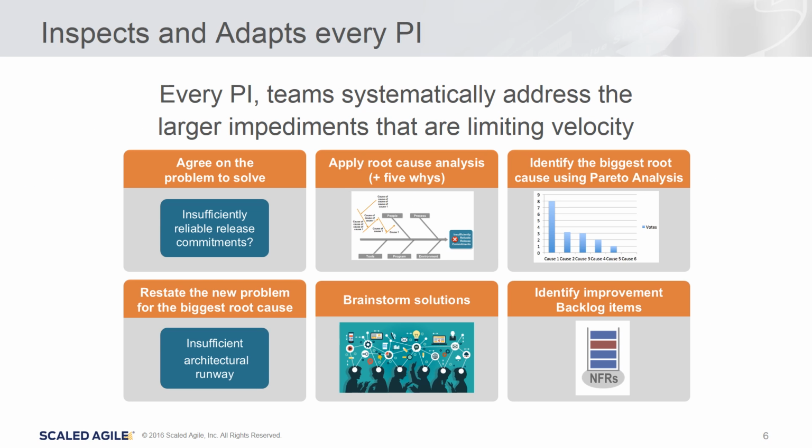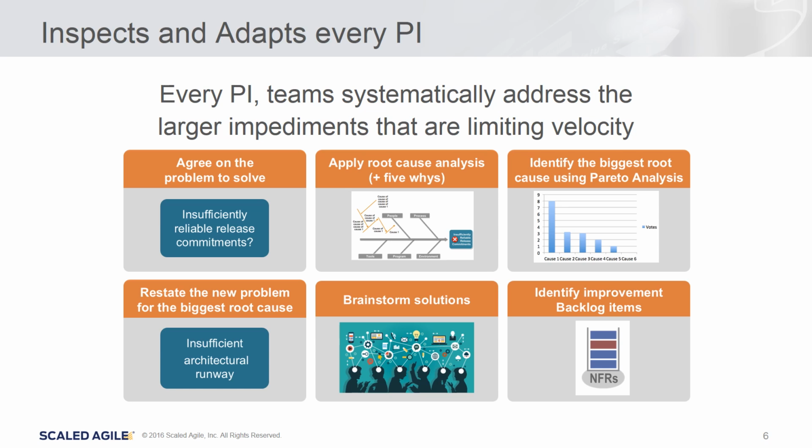The teams also inspect and adapt at every PI, scaling the retrospective. They systematically address the larger impediments that are program-wide. They do so in a very structured problem-solving workshop. Step 1 of the workshop is for teams to agree on the problem to solve.